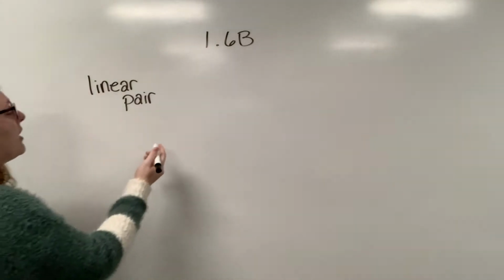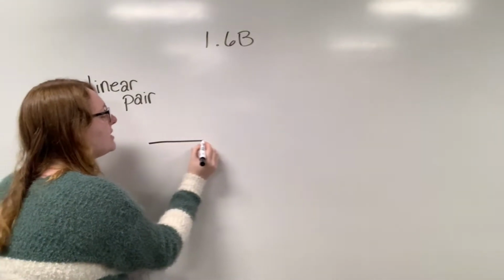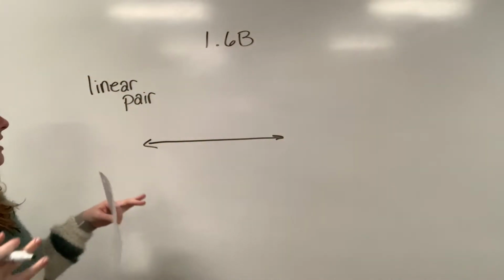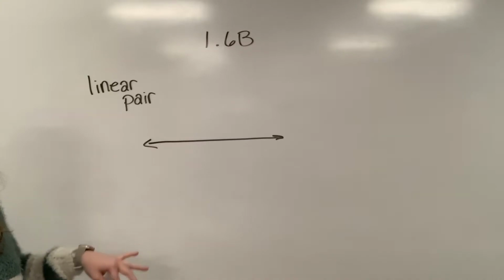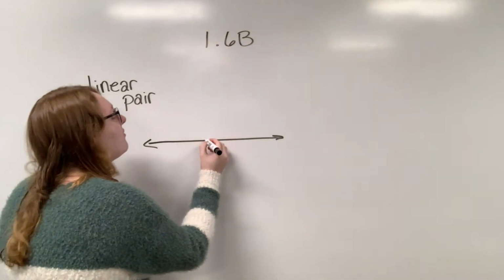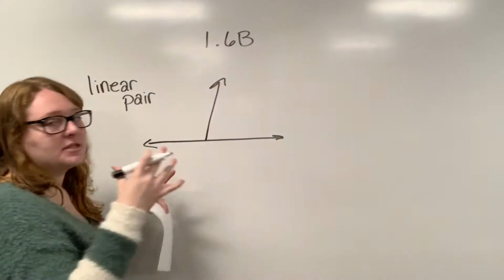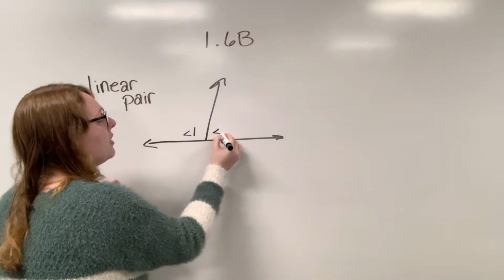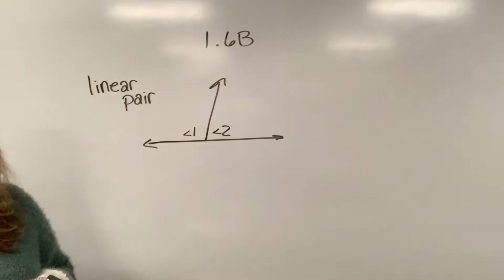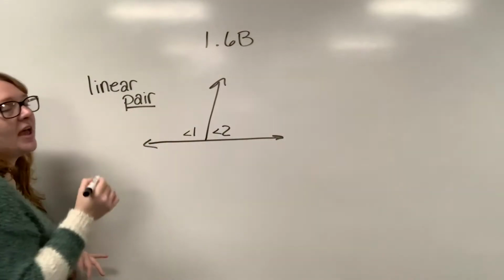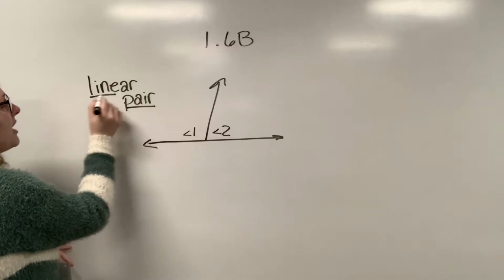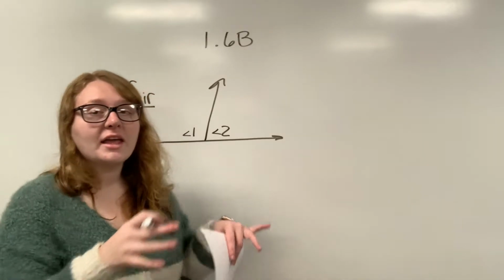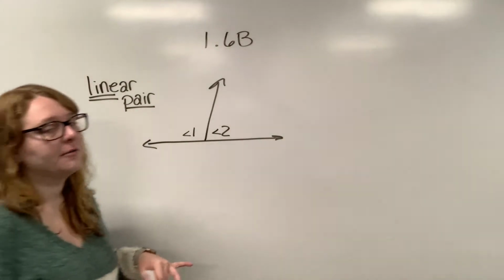So a linear pair is when we have a straight angle, and remember, a straight angle is like a line. It's 180 degrees, okay? And we have a third ray coming up somewhere, and we have two angles. So we have angle 1 and angle 2. All right? So it is a pair of angles that form a line. So let's look at what a problem would look like using a linear pair.